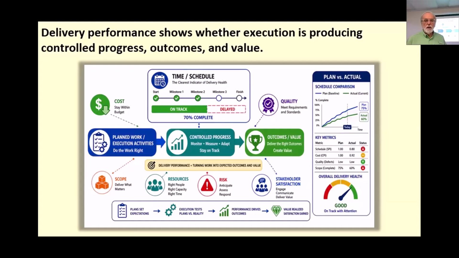Schedule performance is often one of the first visible signs of delivery health, right? So we're either progressing on time or we're not. And when the milestones start moving or progress begins to slip, that often points to deeper issues involving resources, risks, quality, or scope. So this schedule performance can be one of the first signals that the project's in trouble, if it is, or if it's doing well. So the key idea is that delivery performance is about more than just finishing the work. It's about turning that planned work into progress, useful outcomes, and stakeholder value.